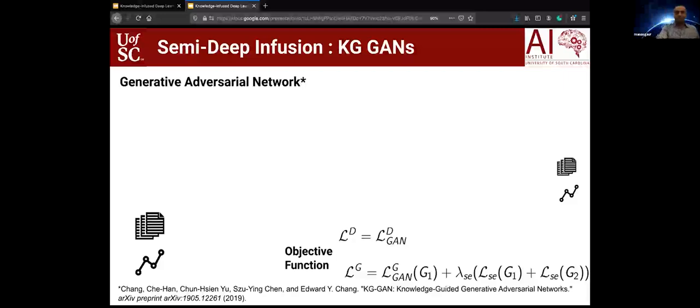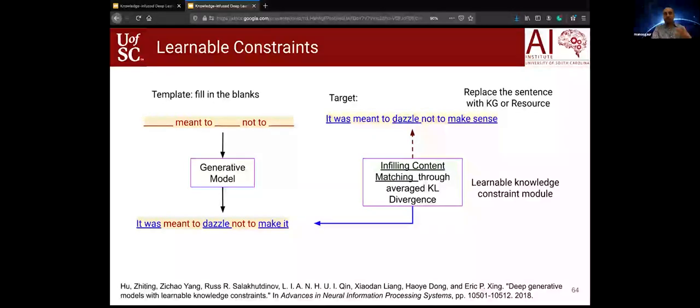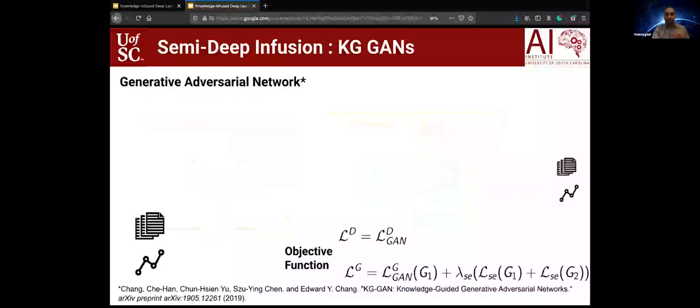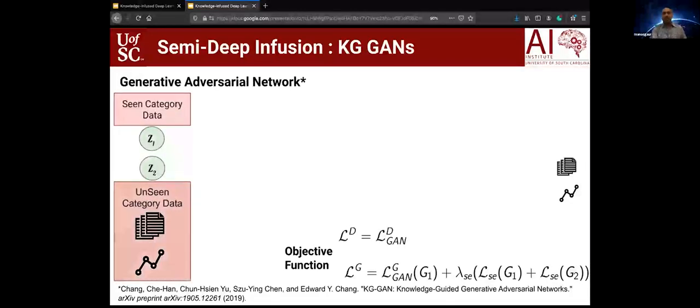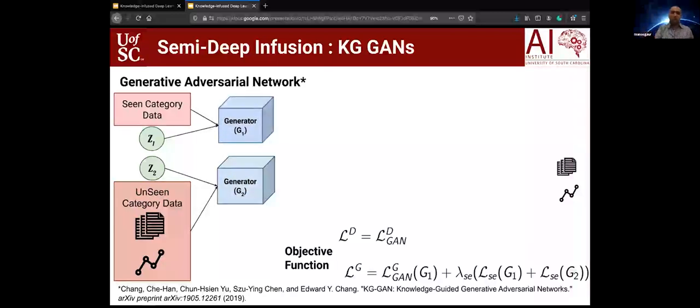Taking another example of GANs in a more precise sense: in the previous example, I was talking about filling the blanks, where I have the source I will be giving a response to, and there's a target. In a different sense, suppose you have seen data and unseen data, and you want to generate predictions for the unseen categories using GANs. So you use two generators. One generator would be training on the seen categories, another generator on the unseen categories.